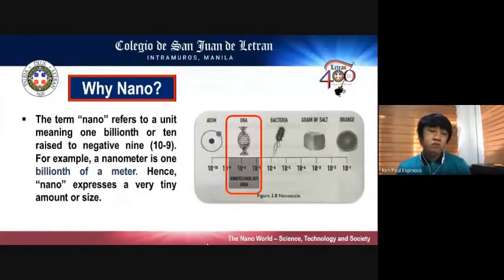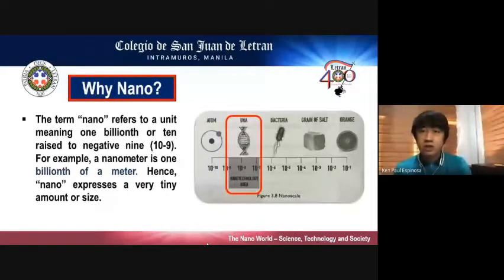So the human being can now manipulate materials in a nanoscale level. So, super high-tech, kumbaga, di ba? Kaya nga, mas manipis yung cellphone, mas manipis yung TV, mas high-tech because of this nanotechnology, no?